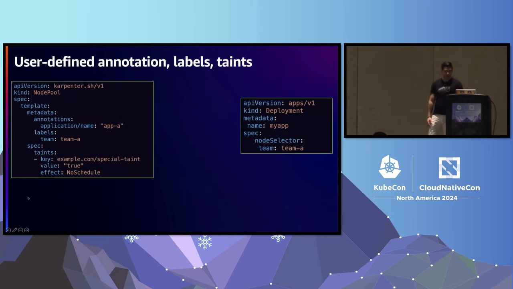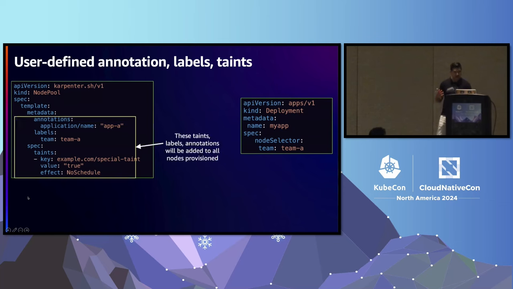So let's take a look at this example. On the left, I'm showing a node pool, and Karpenter supports user-defined annotations, labels, and taints. You could see the annotation is application name app A, and then there is a label, and I also have a taint. On your deployment file, you can reuse any of those to schedule your workloads appropriately. This is just part of a node pool, right? So you can also mix and match. Okay, this label for team must use GPUs up to limit 200. And then you just schedule your workload accordingly using those labels.